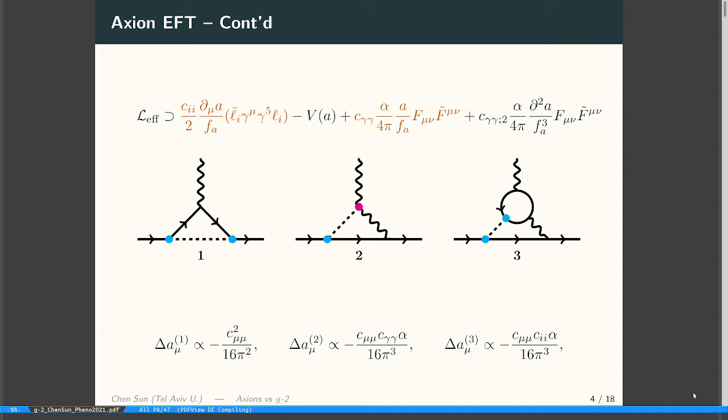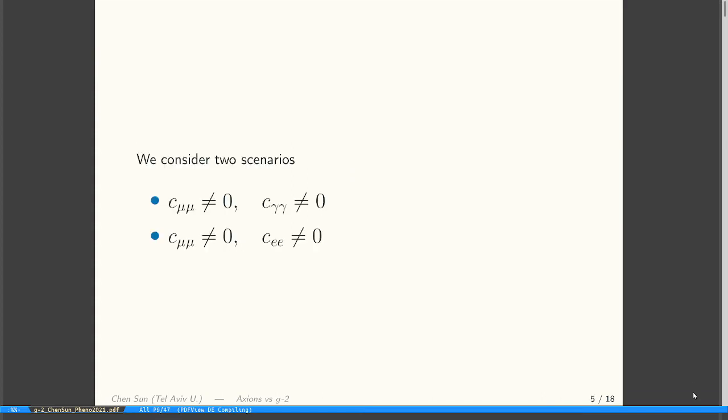So here is a generic Lagrangian between the axion and the standard model content. We write down the coupling between the axion and the fermion, and also the axion and the photon. They correspond to the blue dot and the red dot in these three diagrams. And the size of each diagram is estimated and written below. We have now two simplified scenarios for benchmarks. Of course, we could have the axion coupled to both muon and electron and photon.